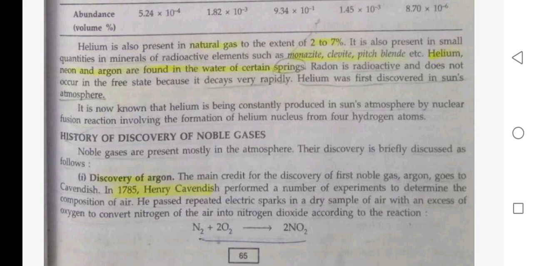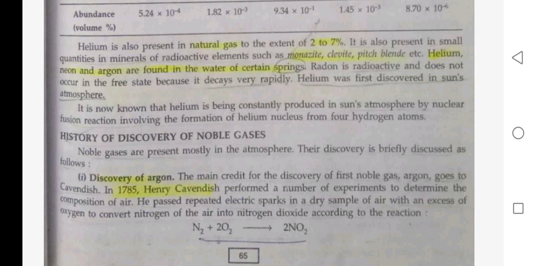Helium is also present in natural gas to the extent of 2 to 7%. It is also present in small quantities in minerals of radioactive elements such as monazite, cleveite, pitchblende, etc. Helium, neon, and argon are found in the water of crystal springs. Radon is radioactive and does not occur in the free state because it decays very rapidly.